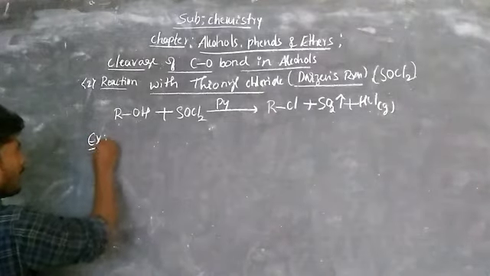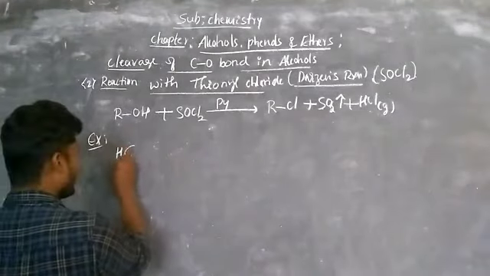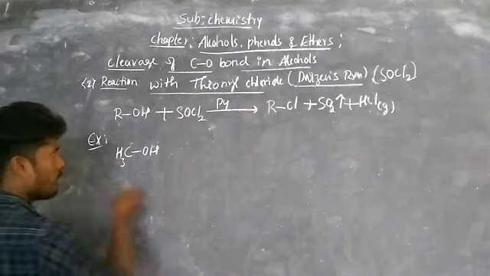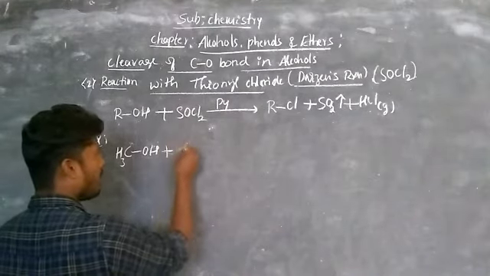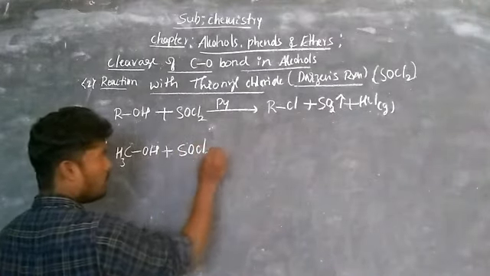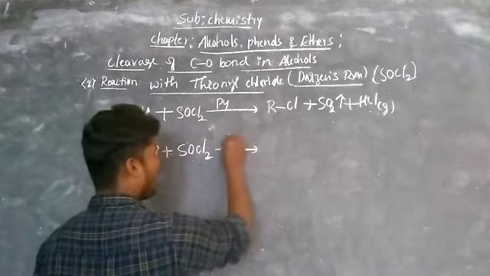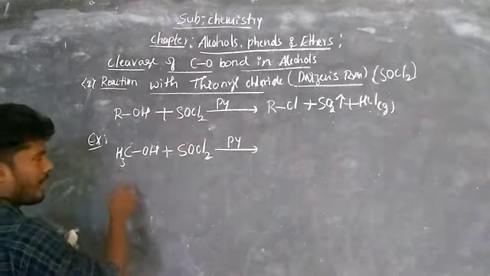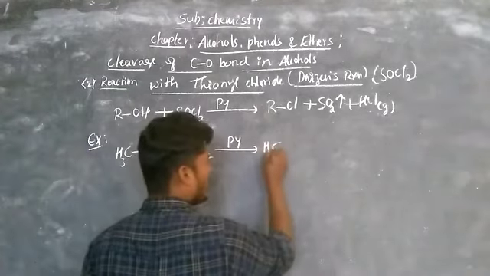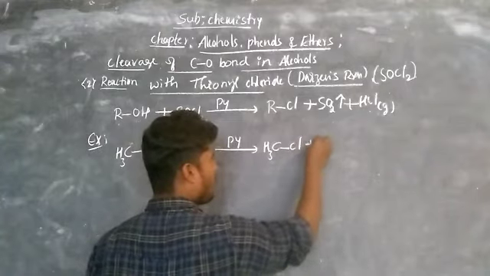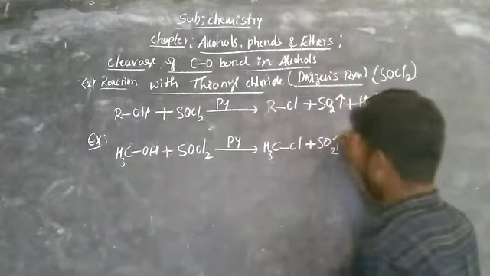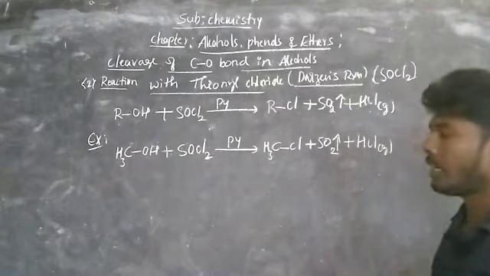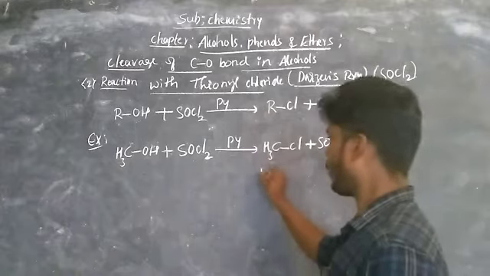Now for an example, take methanol, CH3-OH. This methanol reacts with thionyl chloride, SOCl2, in the presence of pyridine base. So what you expect is that only the OH changes: CH3-Cl plus the remaining SO2 gas plus HCl gas. So here we get methyl chloride.